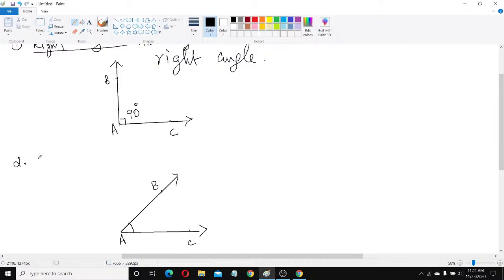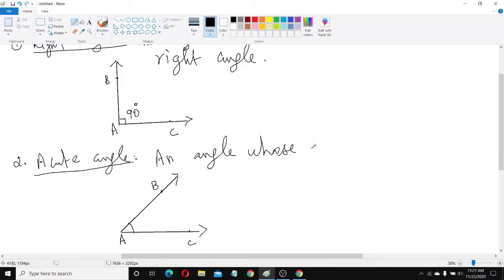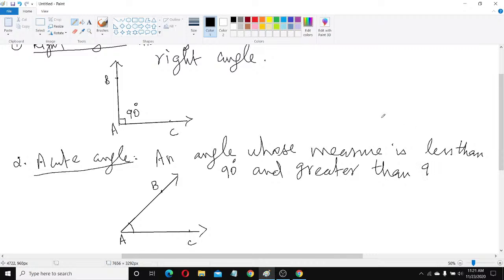So I will write the definition now. Second one is acute angle. An angle whose measure is less than 90 degree and greater than 0 degree is called acute angle. An angle whose measure is less than 90 degree and greater than 0 degree is called acute angle, children. So if you measure by using protractor, you will get less than 90 degree.